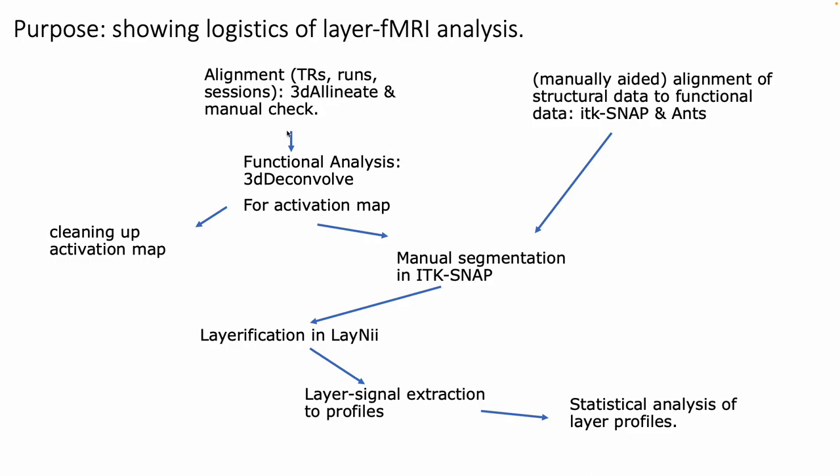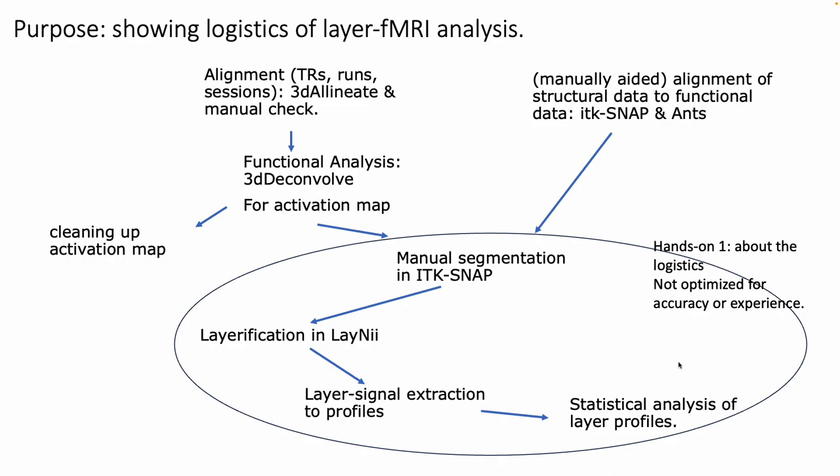Ultimately, when we have the functional activation scores in our voxels that we know are gray matter or not, we can convert those gray matter labels into layers, extract the signal, and do our statistics at the end. So I think the later part over here is really the layer fMRI specific part.